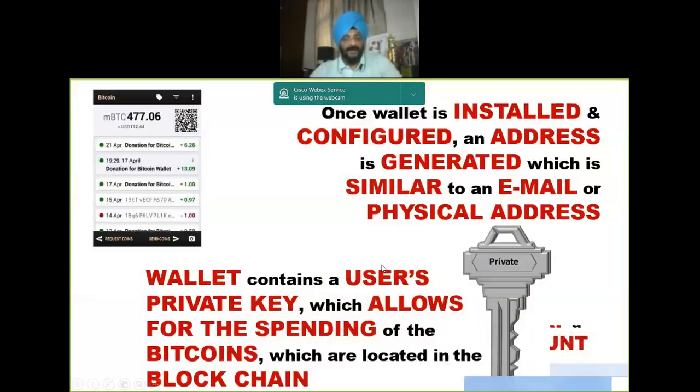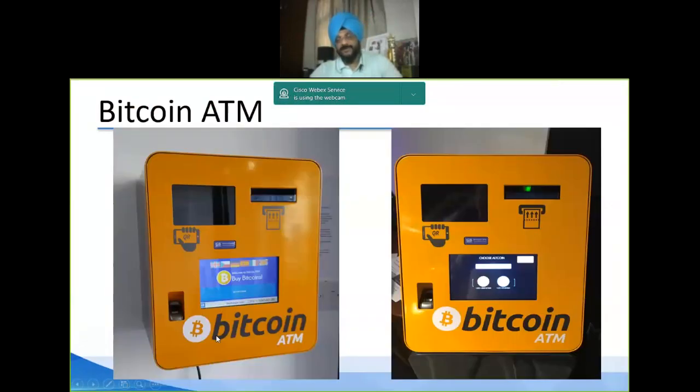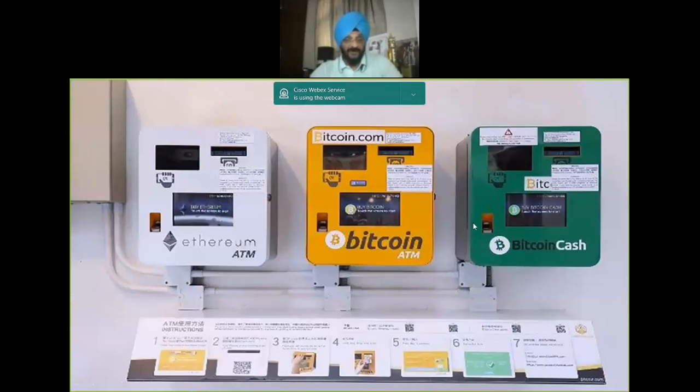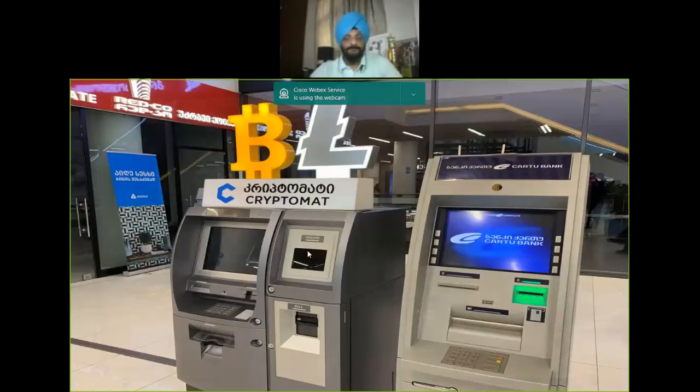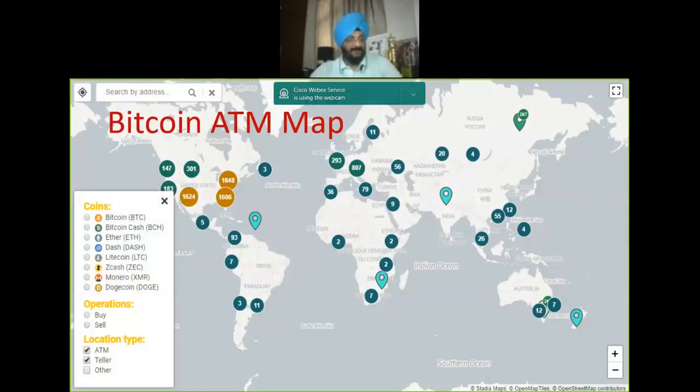So these are the kinds of paper wallets. And something more: you have Bitcoin ATMs existing all across the world now. There are 7,000-plus ATMs in the world where you can transact using your Bitcoin. You can buy Bitcoins from here. This is again a Bitcoin wallet, a different wallet for different things. It's only for Bitcoin Cash, this one is for Bitcoin ATM, and that's Ethereum. So this is all about Bitcoins, and they're all spread across different nodes.